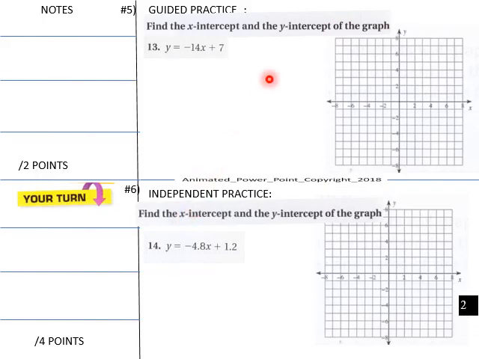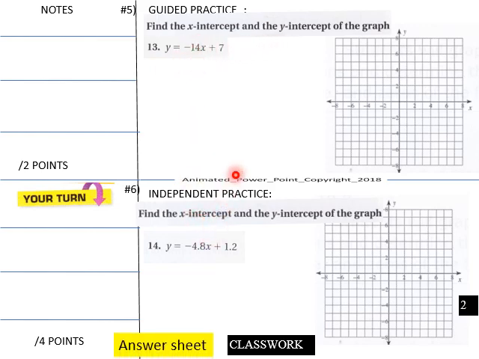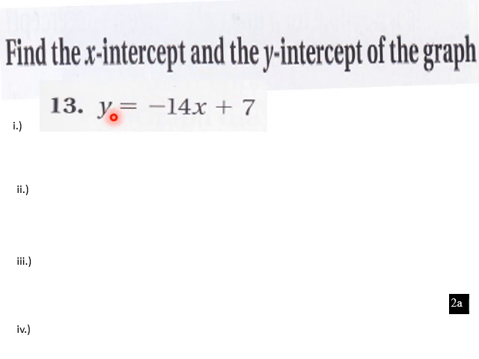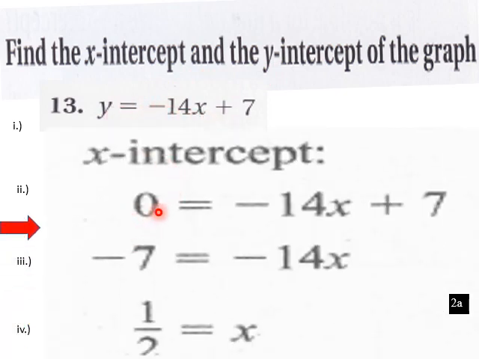So what do we do with that? Well, let's do a guided now. Find the x-intercept and the y-intercept of this graph. You do the same thing down here, students, but guided first. Find the x-intercept and the y-intercept. y equals -14x plus 7. So here's your x-intercept.